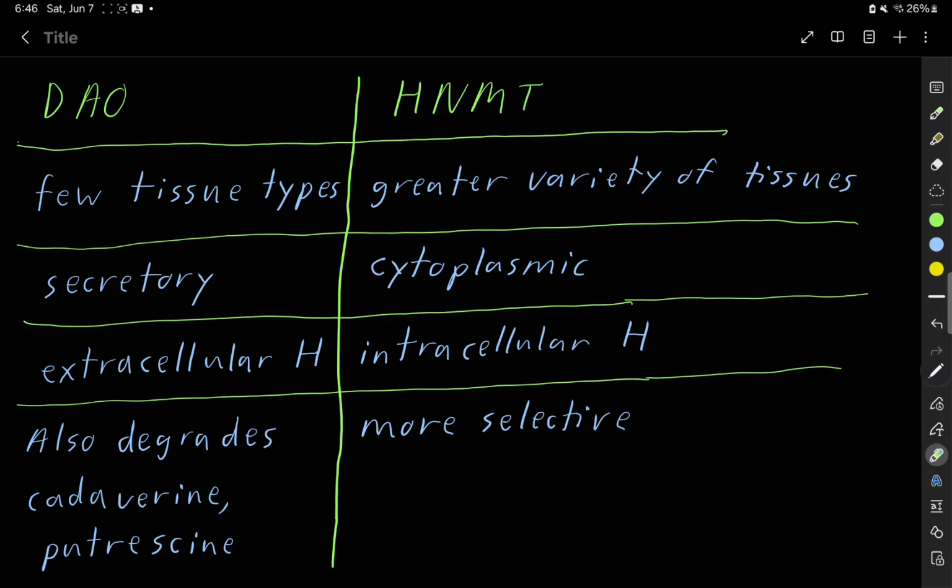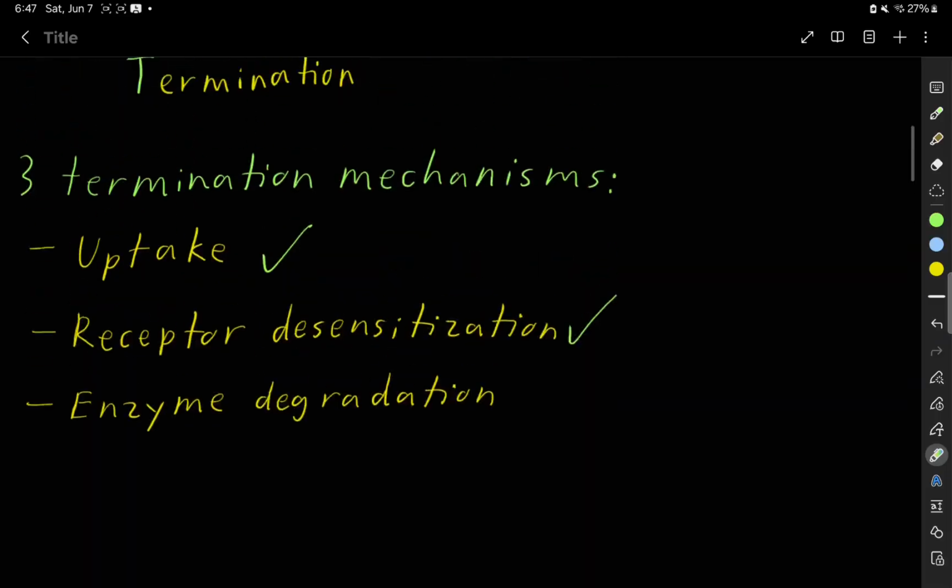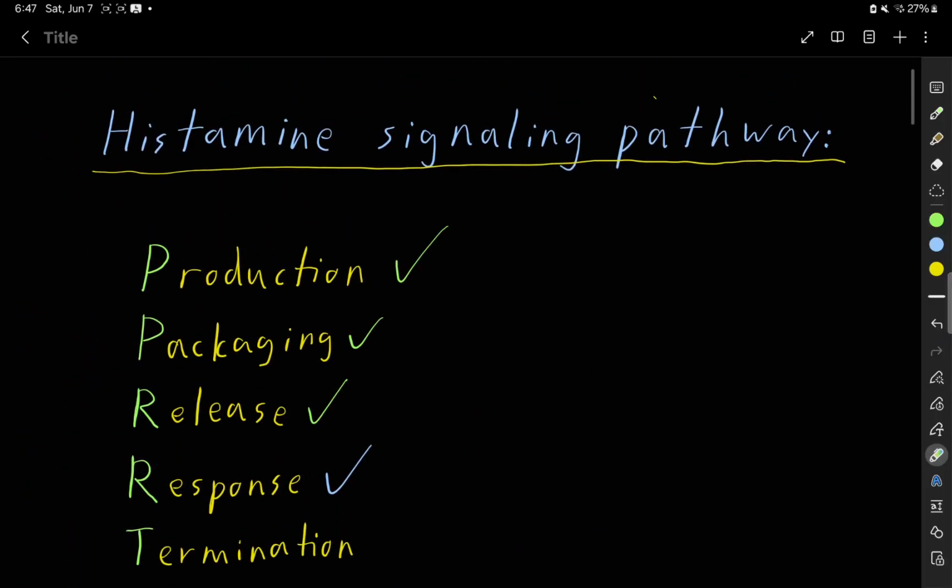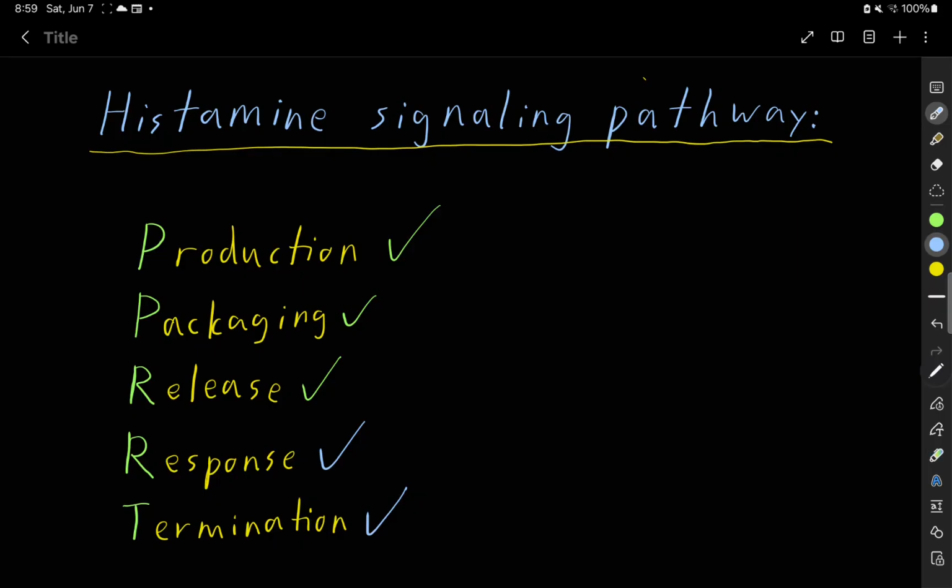And then a final difference that we didn't really mention before is that DAO is a bit less selective. It can also degrade other messenger molecules such as cadaverine and putrescine, whereas HNMT is a lot more selective to just histamine. But basically, your two termination enzymes, as well as your other termination mechanisms like receptor desensitization and uptake into cells, they all work together to help keep histamine levels under control and selectively terminate histamine responses, preventing them from getting out of control. And that basically concludes our two-part video series on the histamine signaling pathway.